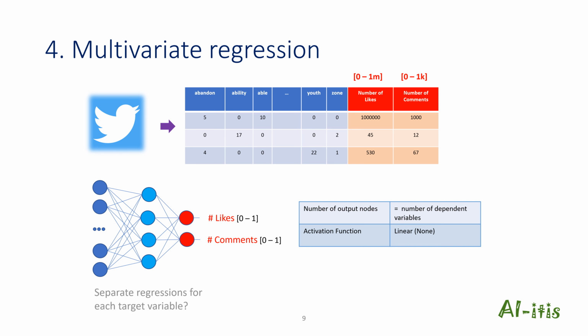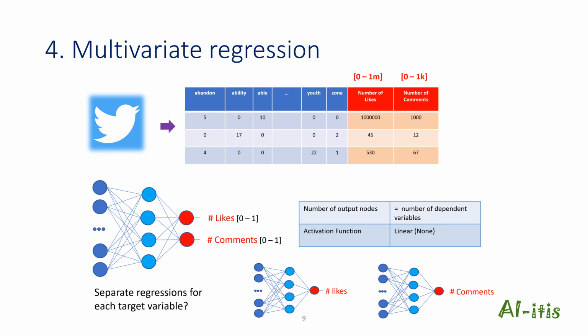You may be thinking, why not just run separate regressions for each dependent variable? I mean, having one neural network model to predict the number of likes and another neural network model for predicting the number of comments. That's actually a good idea. We can do that and consider a separate neural network model for each target variable. If we use this approach, then there is no need to normalize the target variables anymore.